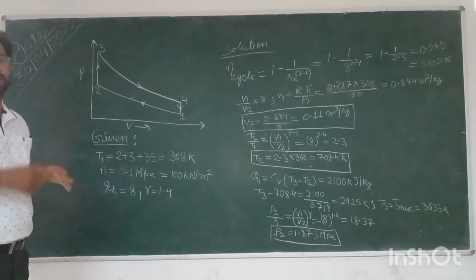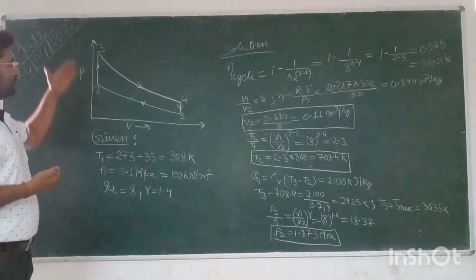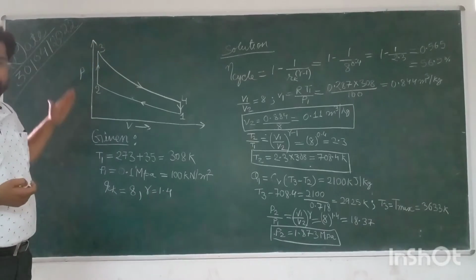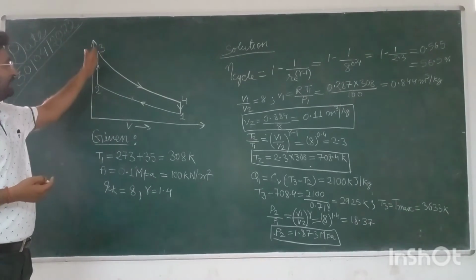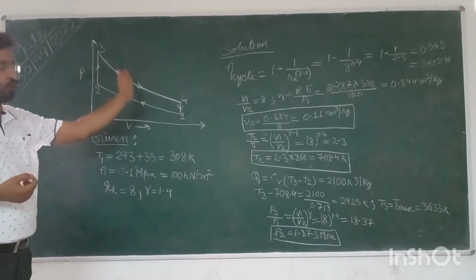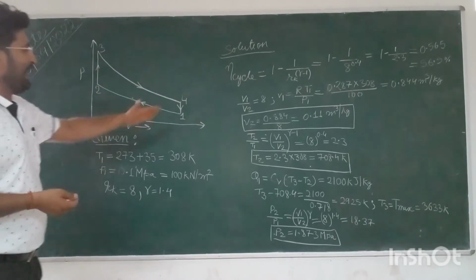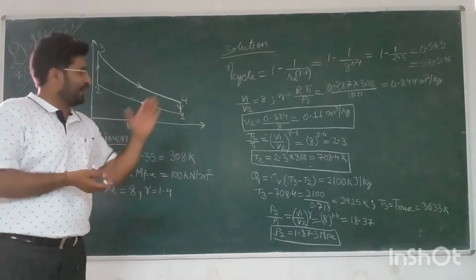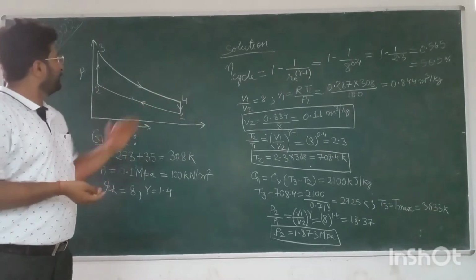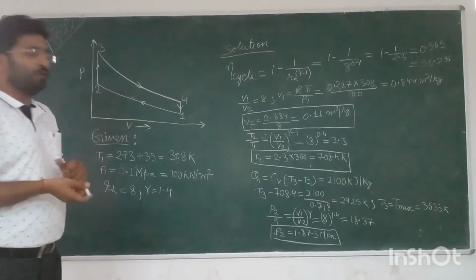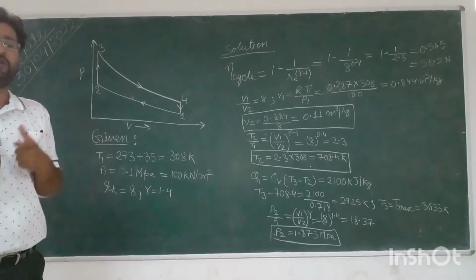2 to 3, the process is a constant volume heat addition process. 3 to 4, the process is isentropic expansion. And 4 to 1 is the constant volume heat rejection process.